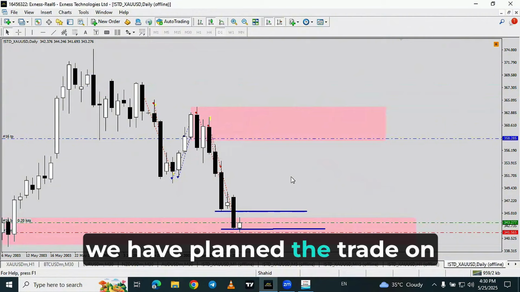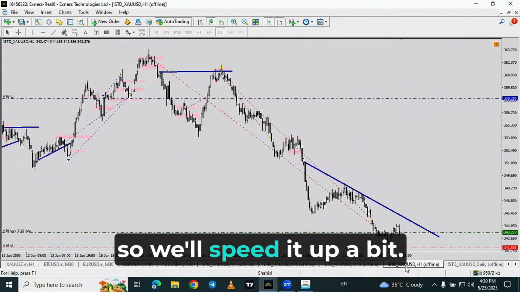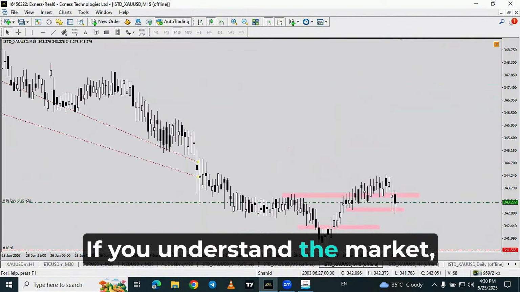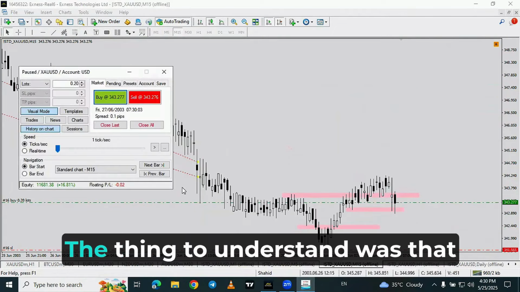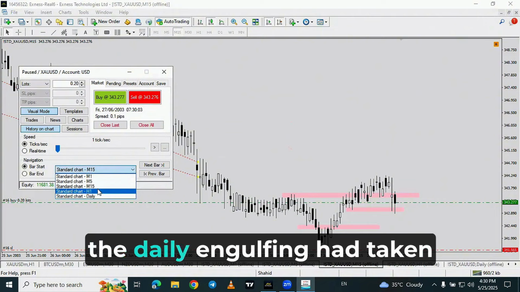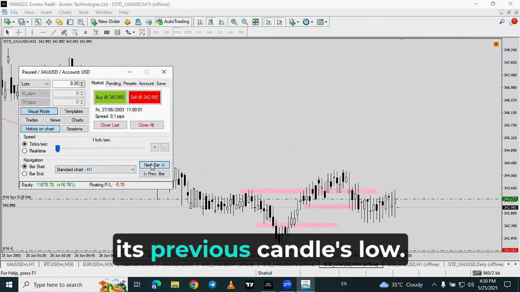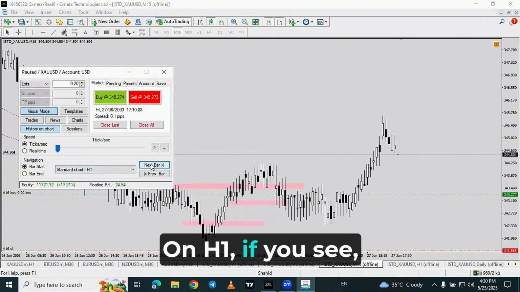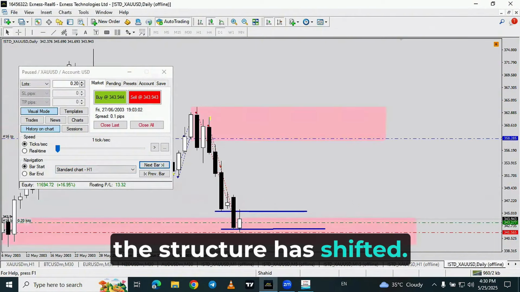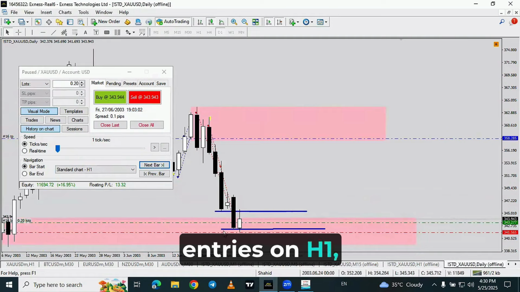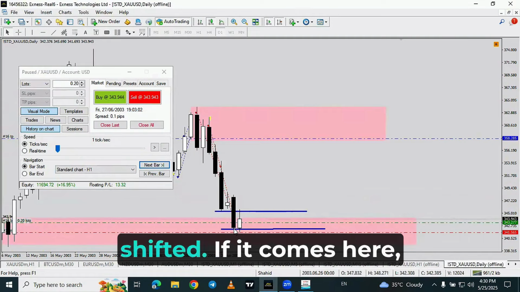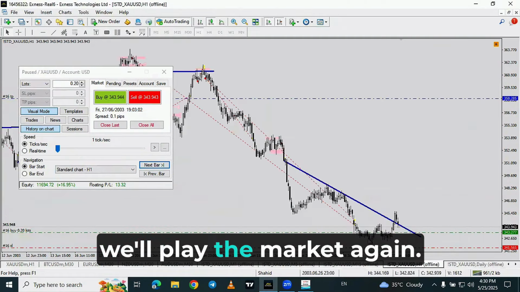Let's see, we have planned the trade on the 15-minute chart, so we'll speed it up a bit. If you understand the market, it won't tell you anything. The thing to understand was that the daily engulfing had taken its previous candle's low. On H1, if you see, the structure has shifted. If you want to make more entries on H1, you can see the structure has shifted. If it comes here, we'll play the market again.